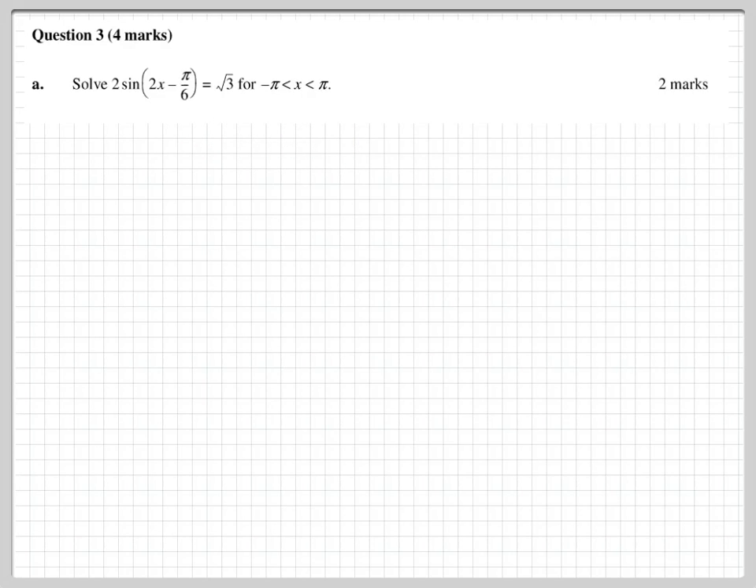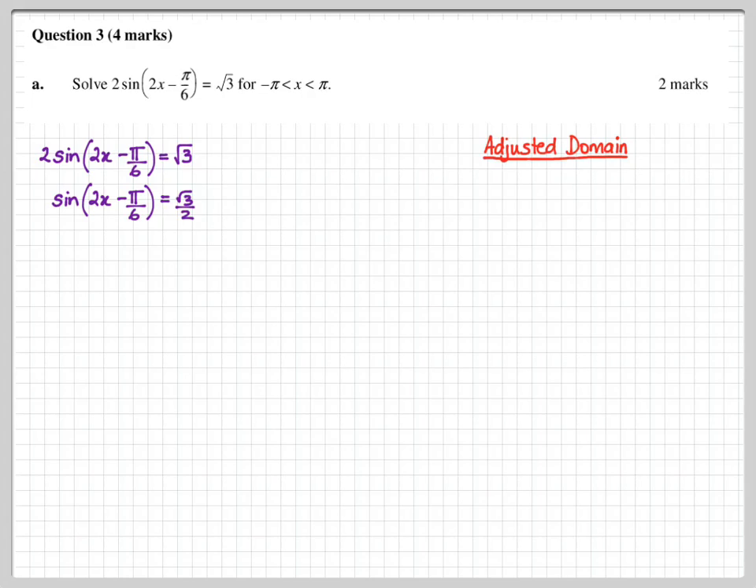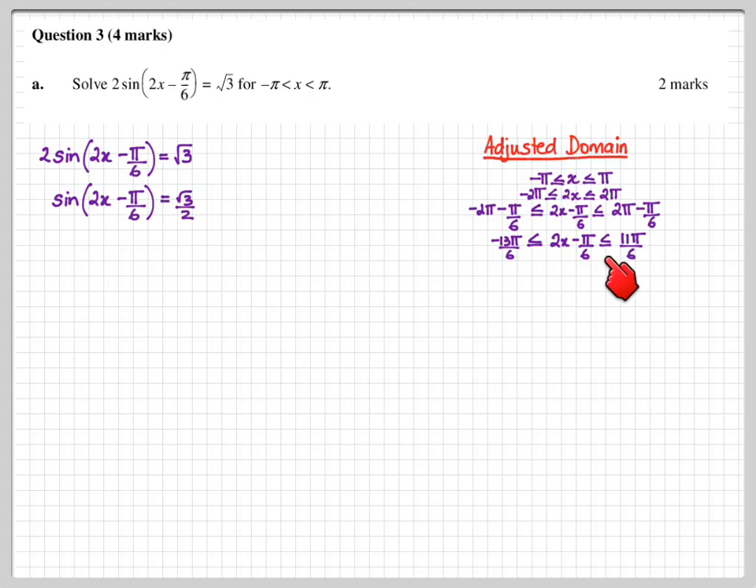domain. So the first thing we'll do is write down the expression and then divide both sides by 2 to get root 3 on 2, and then realise that we've got this particular domain here, so really we need to adjust the domain. We're given that x is between minus pi and pi, so we can multiply by 2 to get 2 pi and minus 2 pi, then subtract pi on 6 to get 2 pi minus pi on 6, and minus 2 pi minus pi on 6, which is really minus 13 pi on 6 and 11 pi on 6. What does that mean exactly?